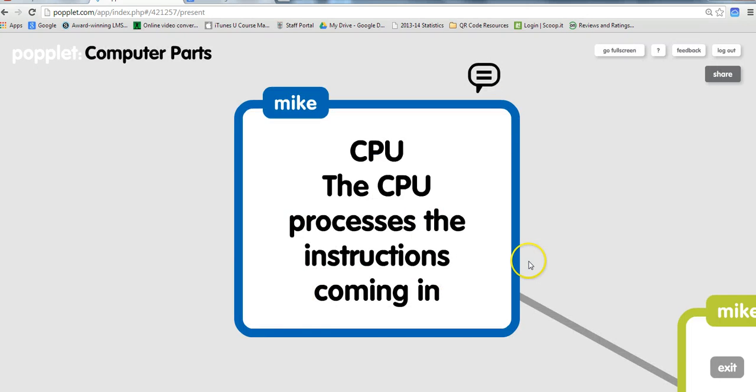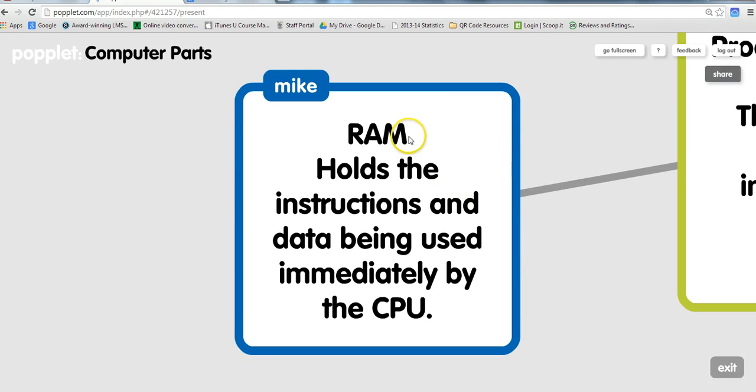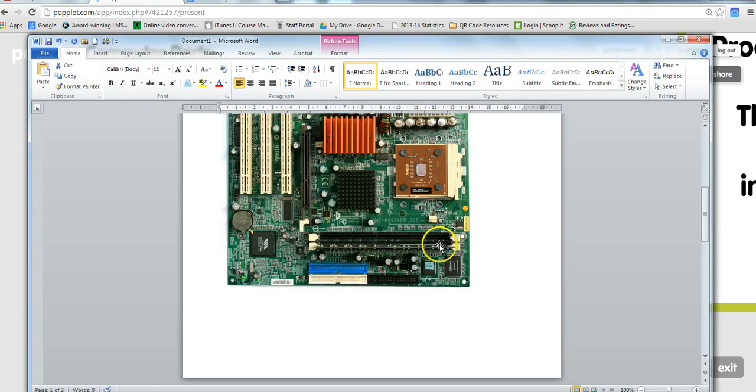The next part of this is the RAM. RAM holds the instructions and data being used immediately by the CPU. So whatever instructions we send to the CPU first go into the RAM, and then the CPU gets them from the RAM. Everything that you see happening on the computer, the instructions go into the RAM first, and then the CPU grabs it and processes those instructions.